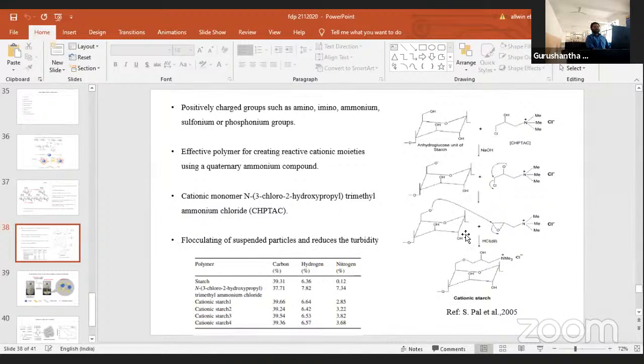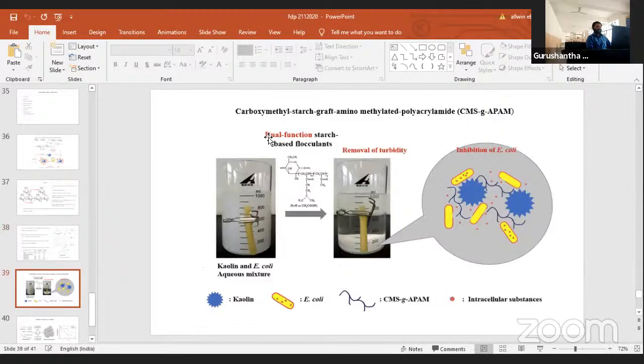From the development of the cationic starch, we are able to reduce the turbidity of the wastewater, and also we can remove the cationic metal species present in the wastewater. These are all the major advantages when we are using these cationic materials. This is another study carried out with carboxymethyl starch grafted with aminomethyl polyacrylamide. With the help of this synthesized material, we can reduce the turbidity of the water, and also remove the bacteria present in the liquid sample.